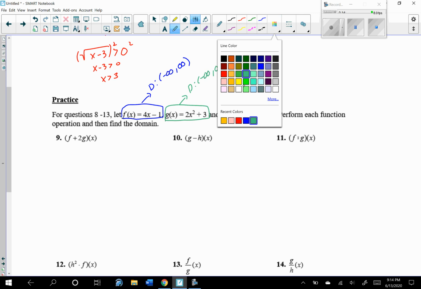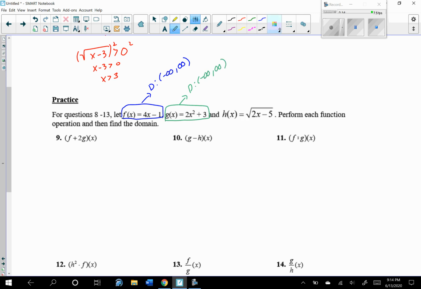And then for the last one, we have h of x, which does have a red flag because of that radical. So we're going to go ahead and solve. Root 2x minus 5 has to be greater than or equal to 0 because it's not in my denominator. Square both sides to get rid of that radical, and then add the 5. Divide both sides by 2.